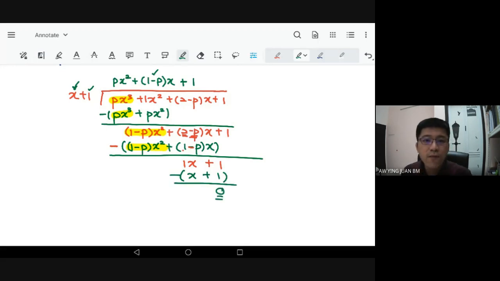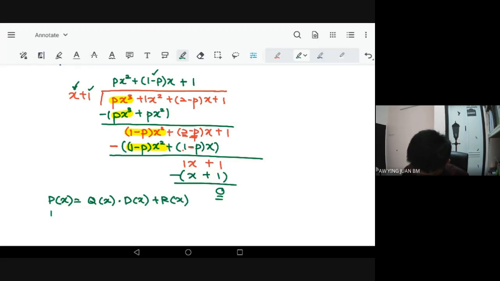So the question said find the quotient. So again, p(x) is equal to q(x) multiply with the d(x) plus with the r(x). So that is the second standard form. So rewrite the situation. So p(x) is equal to [px squared plus bracket 1 minus p multiply with the x plus with the 1].